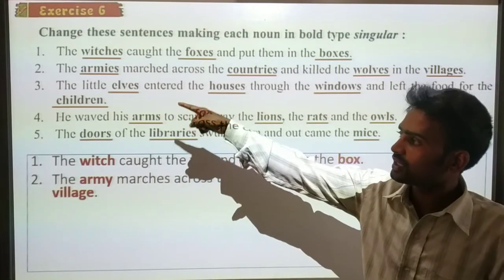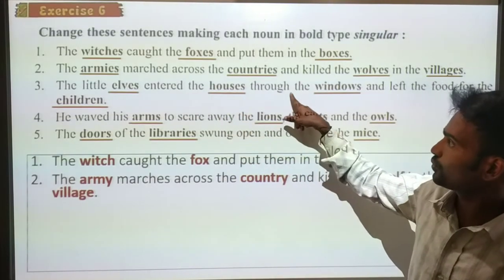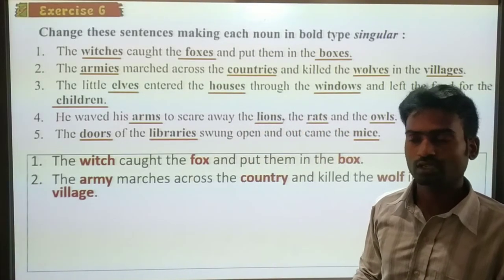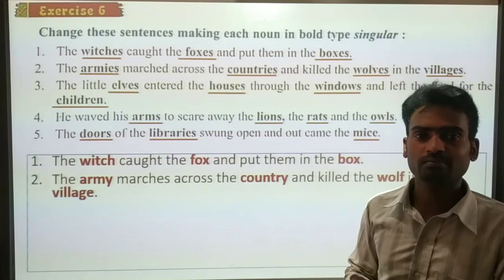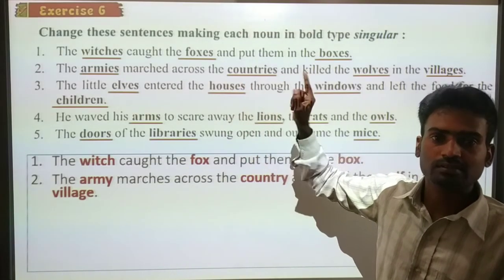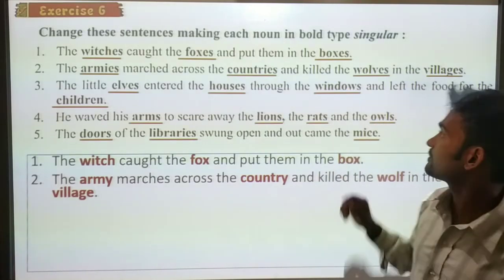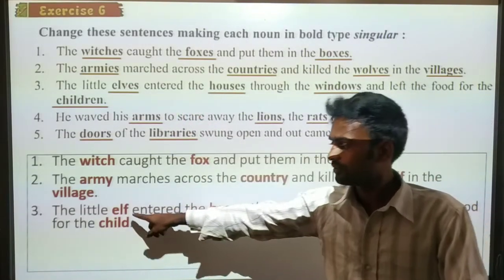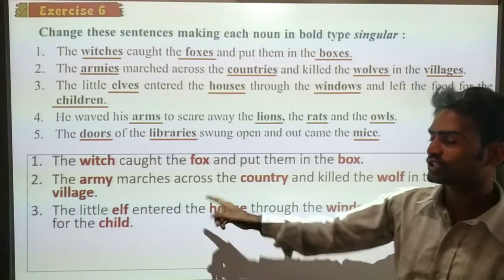Same way, the third one: the little Eves entered the houses through the windows and left food for children. So let's change Eves. What is the singular form of Eves? Think about it. And what is the singular form of houses? Think about it. And windows, what is the singular form? Think about it. And children. So the answer is: the singular form is Eve, house, window, and child.